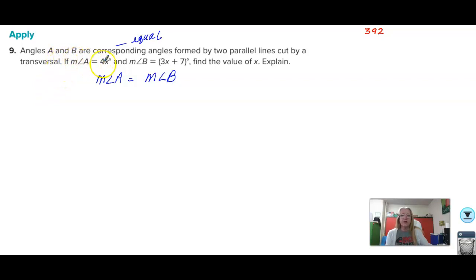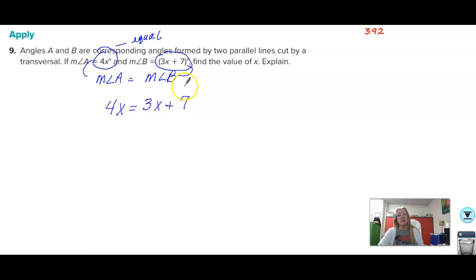It says if the measure of angle A is equal to 4x and the measure of angle B is equal to 3x plus 7, what's the value of x, all right? Well, because we know A and B are equal to each other, we can substitute these values for this and this value for this, and then we can solve for x. So what we get is 4x is equal to 3x plus 7.